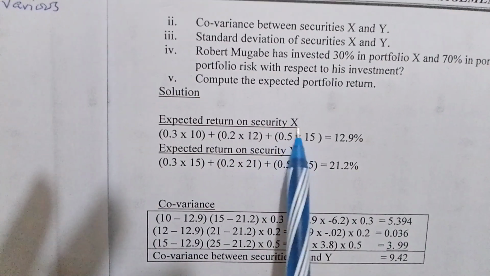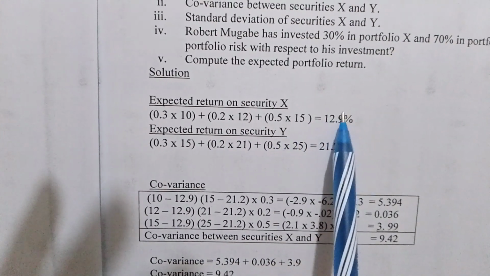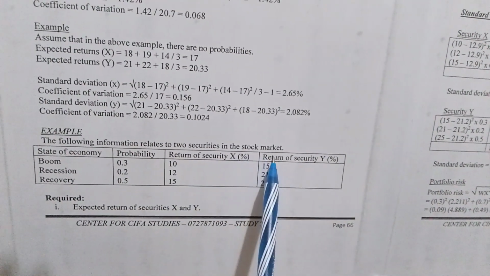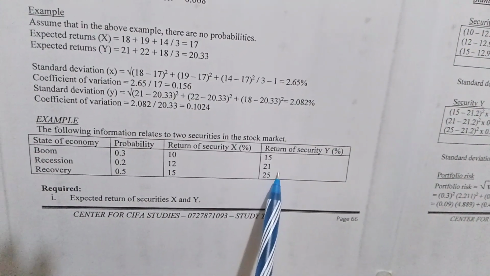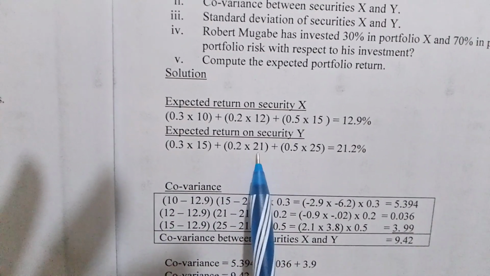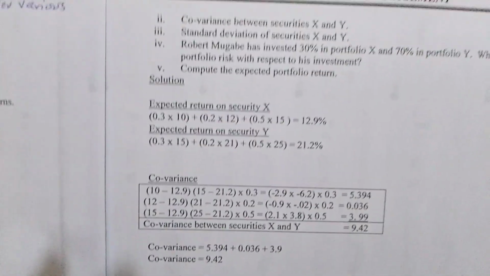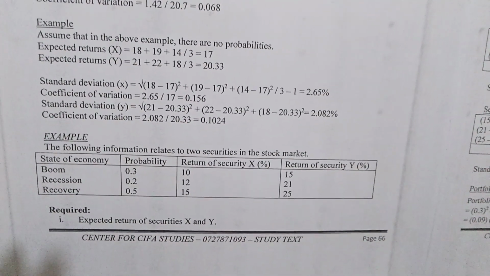So this is what I'm saying. Expected return on security X, 0.3 times 10 plus 0.2 times 12 plus 0.5 times 15, you get 12.9%. Then expected return on security Y, you take 0.3 times 15 plus 0.2 times 21 plus 0.5 times 25, you get 21.2%. So that was question number 1, that is expected return of securities X and Y.